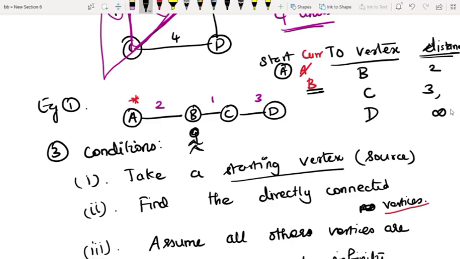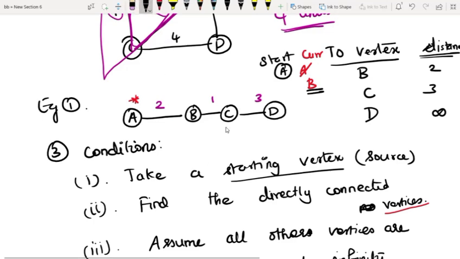Initially I had infinity here. Now I find the distance to be 3 from B. I am standing at B and I am finding from A to C, that is 3. Initially I had infinity, but 3 is found to be lesser than infinity, so I am replacing the distance with 3. Very simple, right? That's it. Now is there any other connected node? No. So move to the next node.